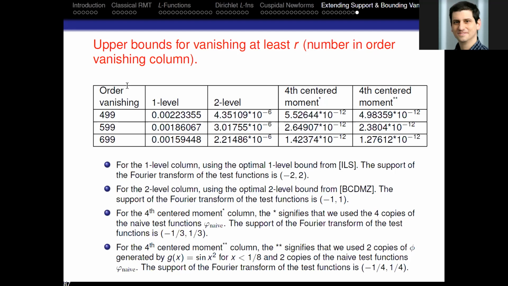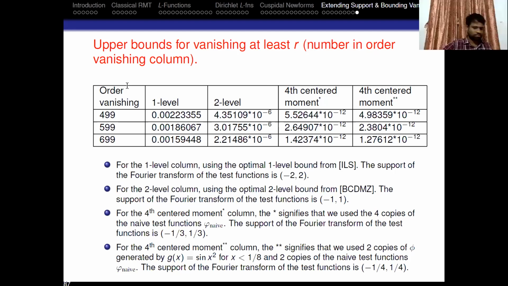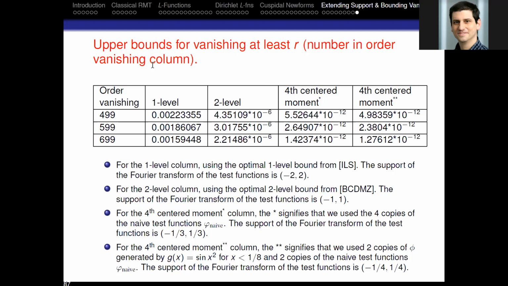By looking at the higher level densities, rather than just the one level density, the combinatorics and the analysis become much harder, but the dividends are tremendous. We can see remarkable decreases in the probabilities of vanishing to order R or higher. Again, the two ways to get better results here are to look at the higher level densities or to increase the support of the test functions, or even better, to do both simultaneously.